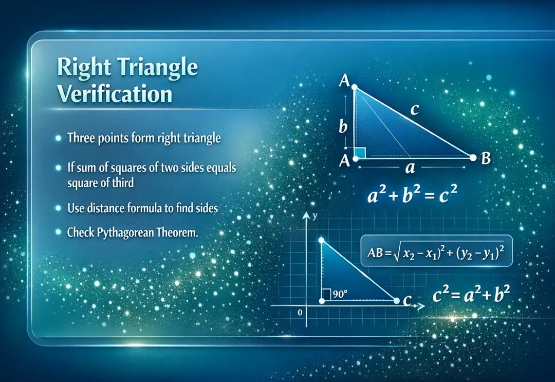To verify if 3 points form a right triangle, use the distance formula to find all 3 sides. Then check if the Pythagorean theorem holds. The sum of squares of 2 sides should equal the square of the third side. If this is true for any pair of sides, the triangle is right-angled at the third vertex.